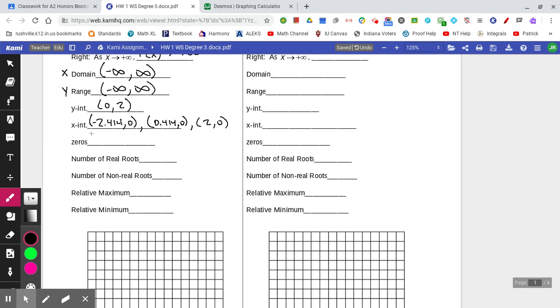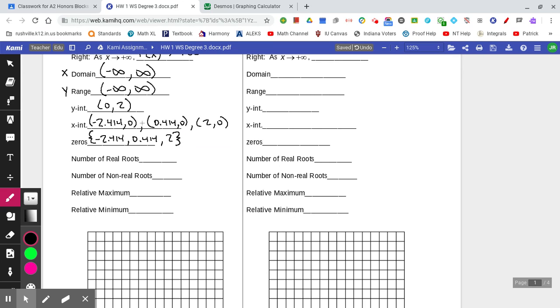X-intercepts is basically a synonym to the word zero. It's just how we write them. X-intercepts, we always write those as ordered pairs, versus zeros, we just write the x-coordinate that makes our function equal 0. So we're just going to write down the x-coordinate of the x-intercepts. So negative 2.414, positive 0.414. And for now, we're just going to have these decimal approximations. Eventually, we're going to have to get these exact values.